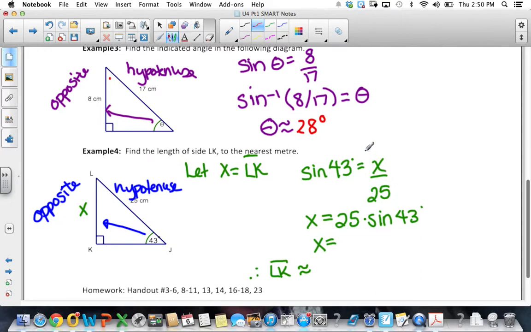You want to put the 25 in front so you don't get confused by typing in sine 43 times 25. So just put it in front and type that into your calculator, and you will get the length of the missing side. It's actually 17.05, but to the nearest centimeter, the length of LK is approximately 17 centimeters. All right, next page.